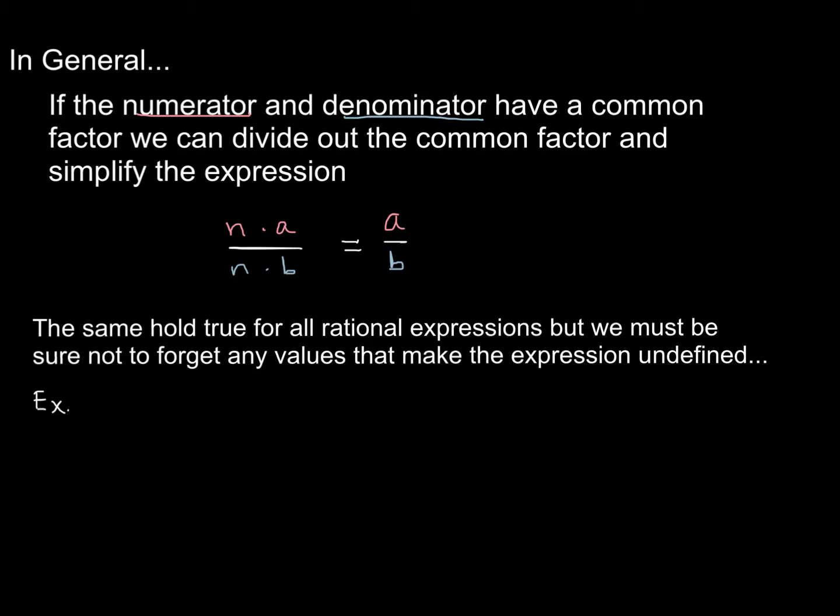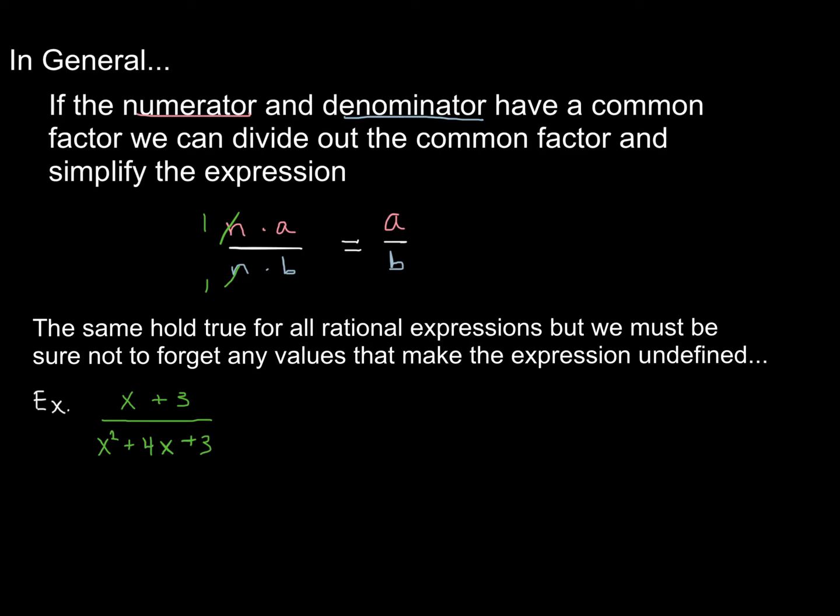All right, so the general rule is this. If the numerator and denominator have a common factor, we can divide out the common factor and simplify the expression. It looks like this: if you have n times a divided by n times b, then I can rewrite this because n divided by n is going to be 1, and so I'm left with a divided by b. Anytime I can factor something out, I can cancel it because it will be divided by itself. The same holds true for all rational expressions, but we must be sure not to forget any values that make the expression undefined. So let's take a look at an example to make this clear.